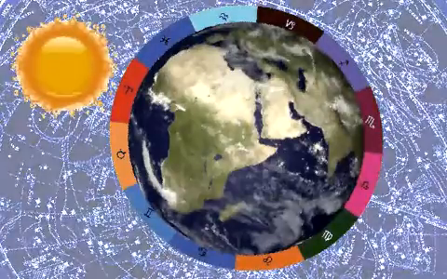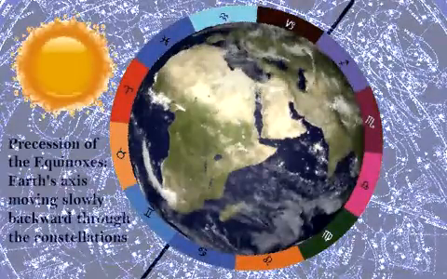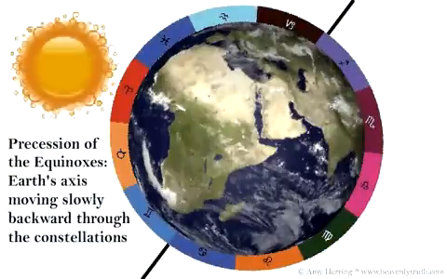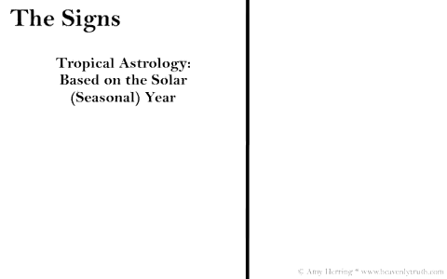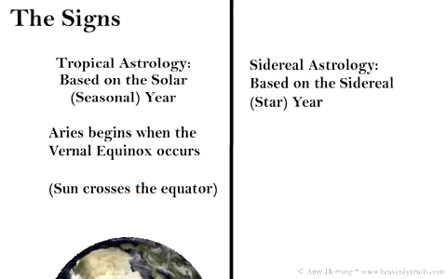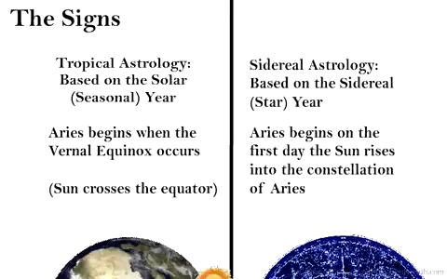However, due to a phenomenon called the precession of the equinoxes, the Sun's rise into the constellation of Aries no longer corresponds with the moment of the vernal equinox. So 2 basic systems of astrology split off from each other when this fact was realized. One was tropical astrology, based on the tropical year, which continued to mark the first point of Aries as connected to the Sun's movement through the seasons, relative to us on Earth. The other was sidereal astrology, based on the sidereal year, which continued to mark the first point of Aries as the sun began to rise into the constellation of Aries.